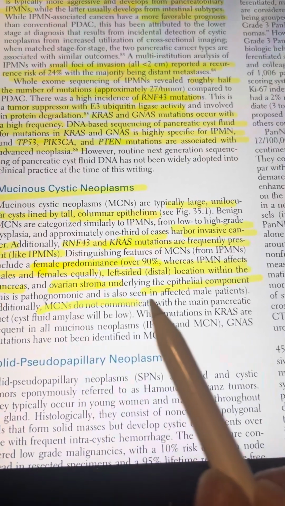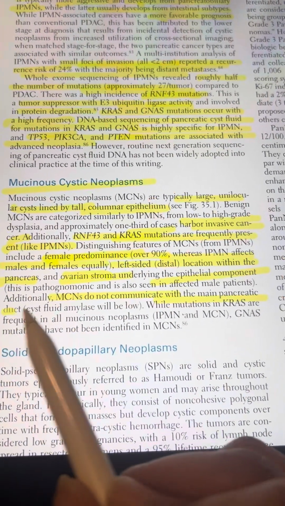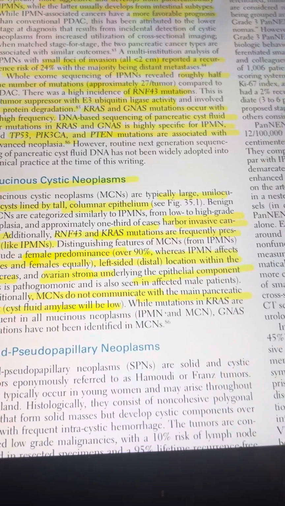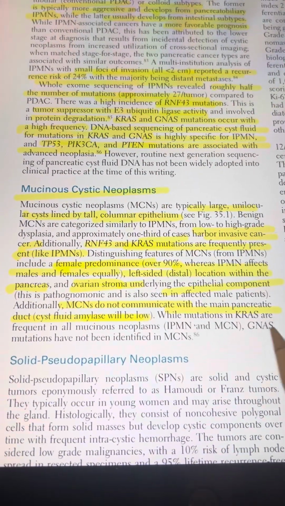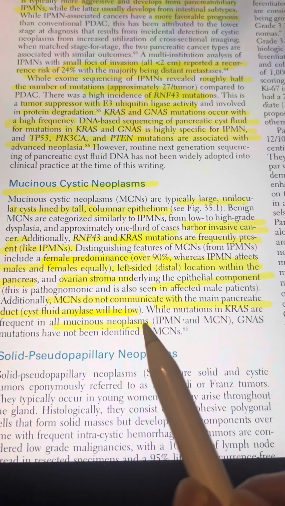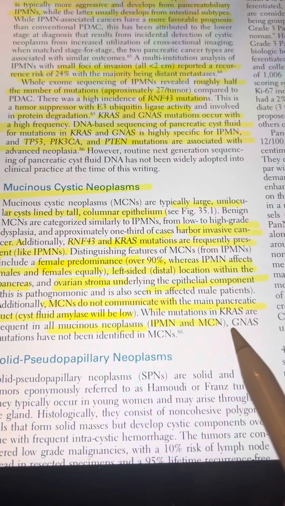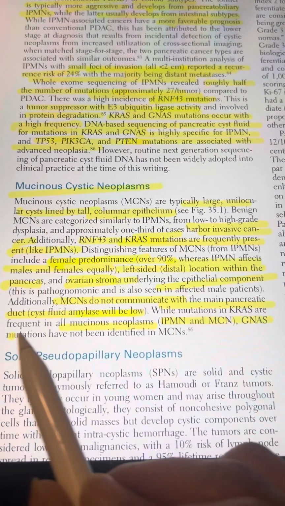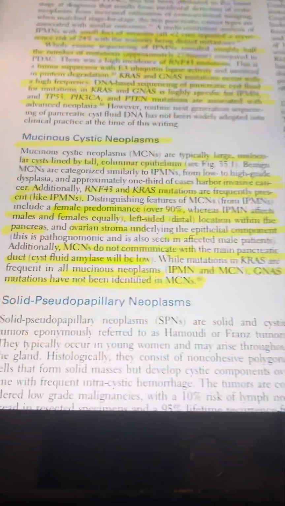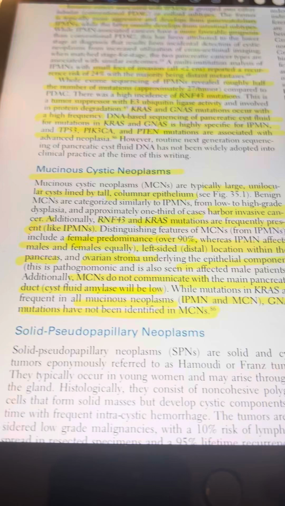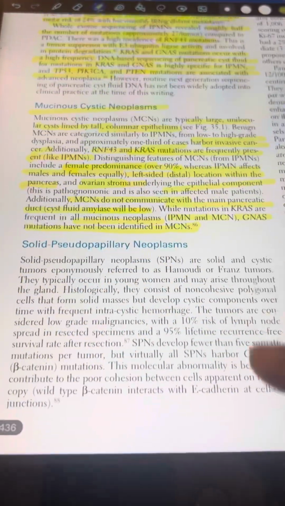Mucinous cystic neoplasms do not communicate with the main pancreatic duct, so there is a low amylase level, while mutation in KRAS is frequently seen in all mucinous neoplasms, and IPMN. GNAS mutation has not been identified in mucinous cystic neoplasm, so GNAS is specific for IPMN and is not seen in mucinous cystic neoplasm.